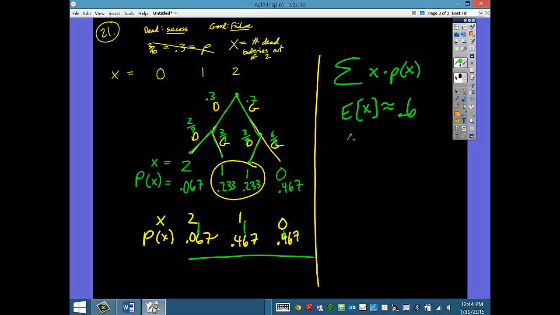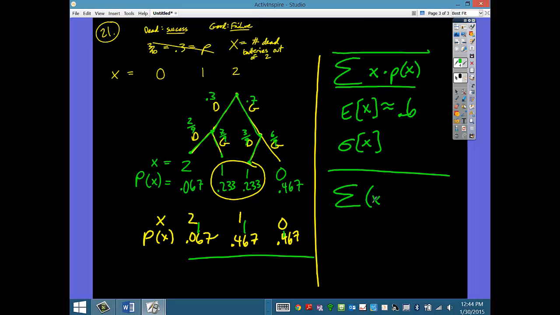Okay, so now we do standard deviation of x. I can't select that. Standard deviation is similar to this one, but I'll write it down here. It's going to be the sum of x minus mu squared times the probability of x. Mu just means average, as you know, and this is an average, so we just use this as our mu, okay?